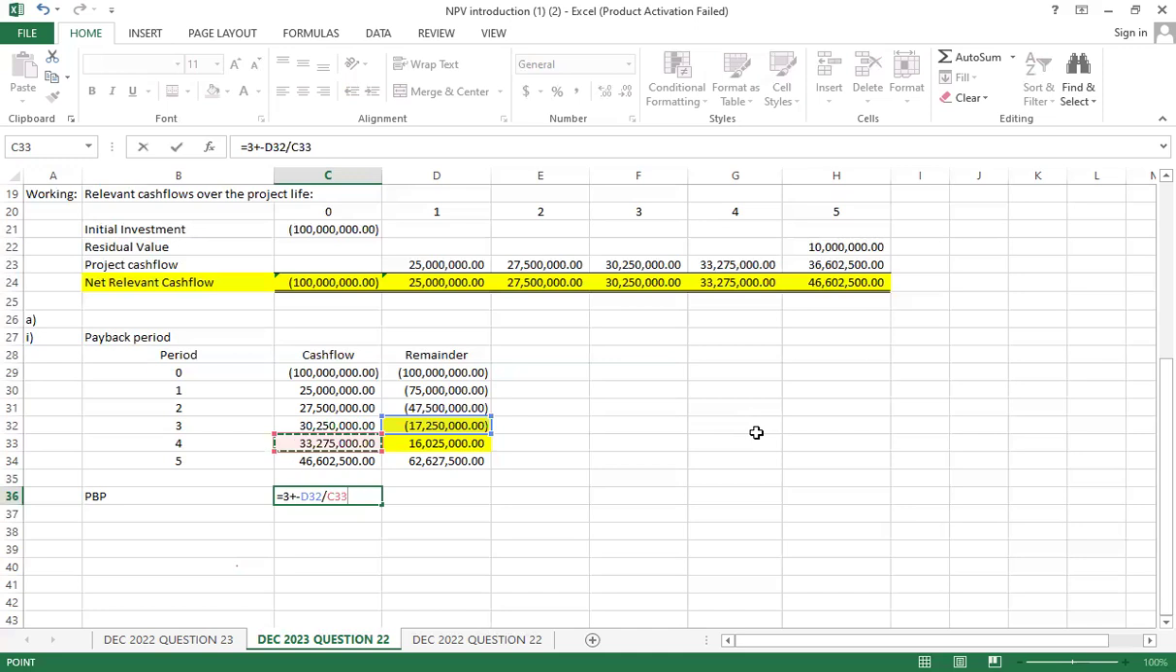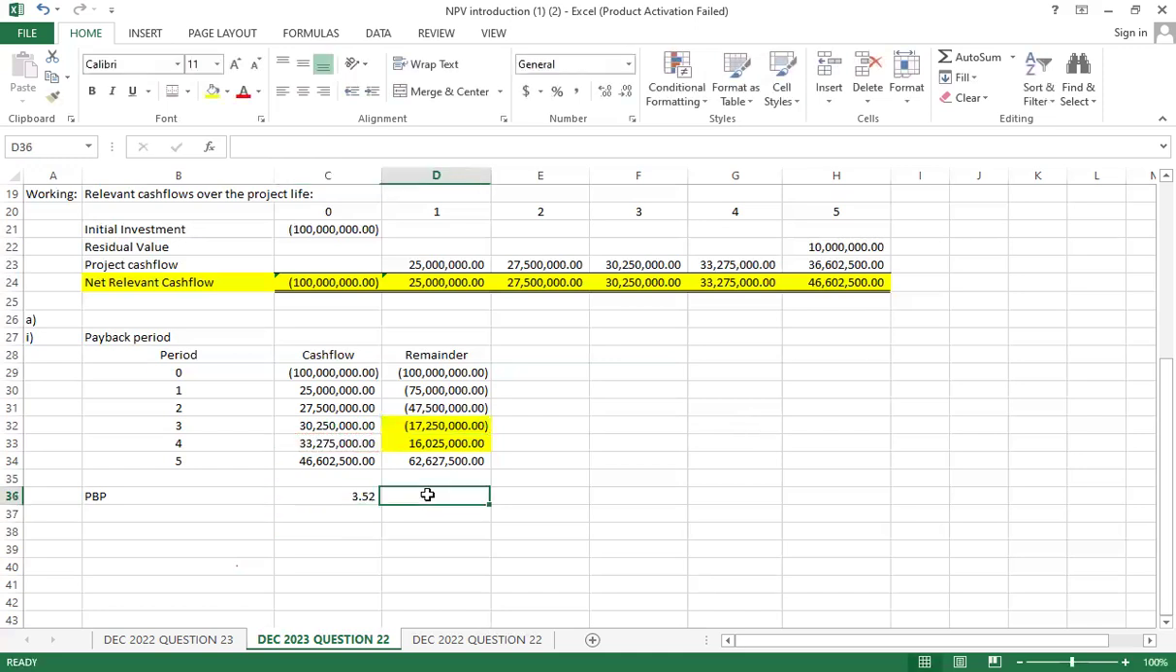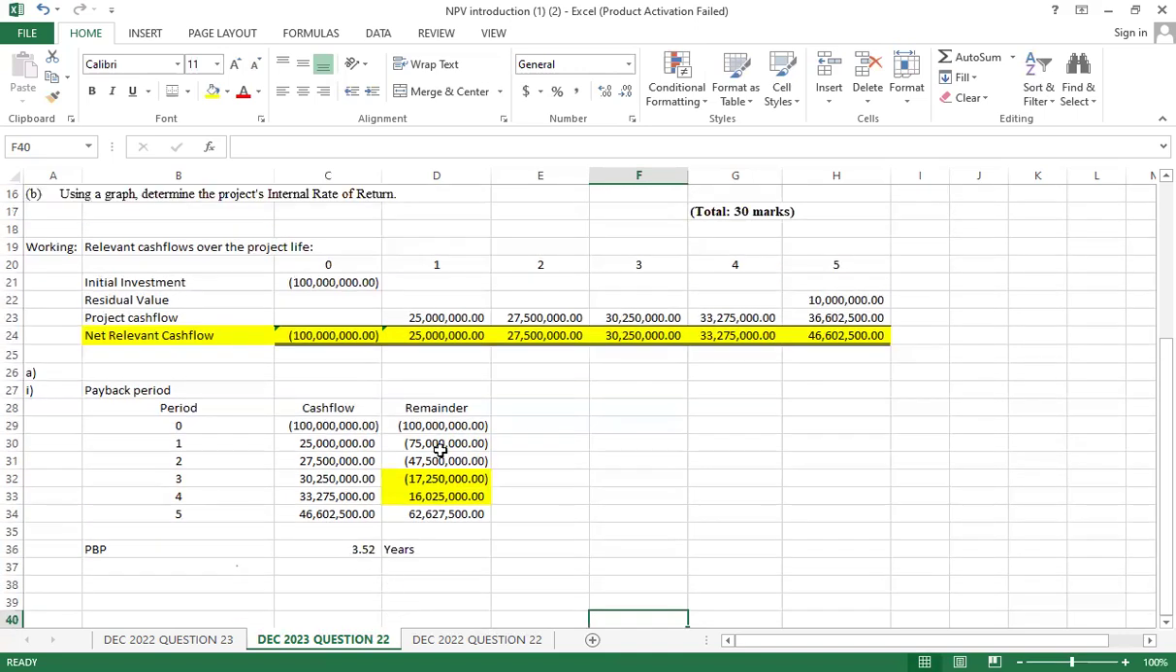So you divide by the 33 million, remember, for year 4. What you get is 3.52. Remember, these are years. So the payback period for this project is 3.52 years.